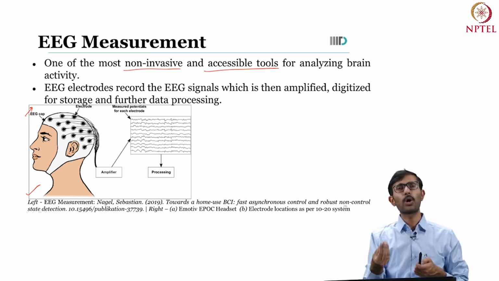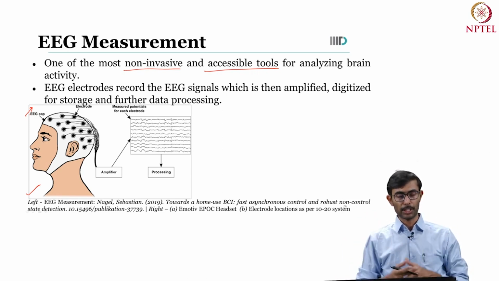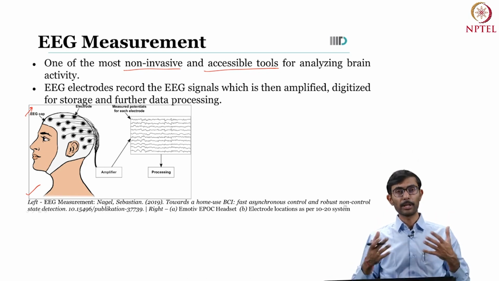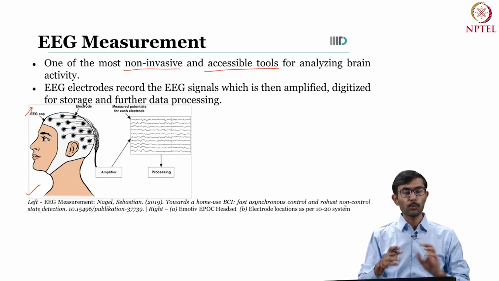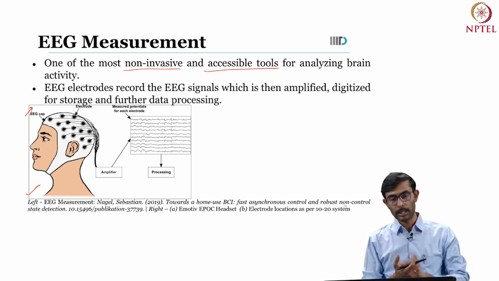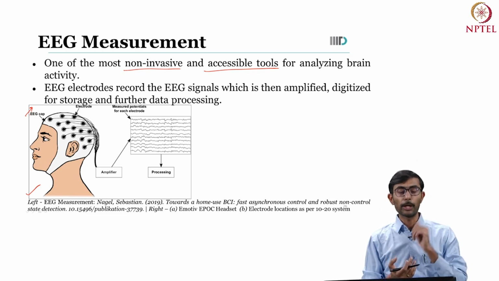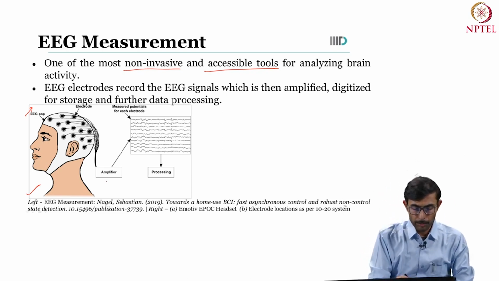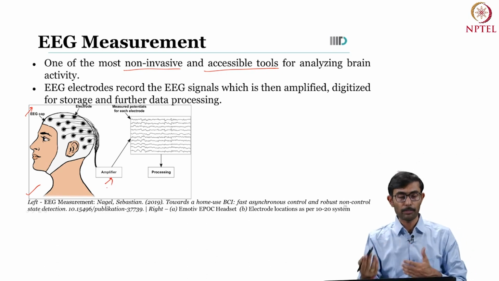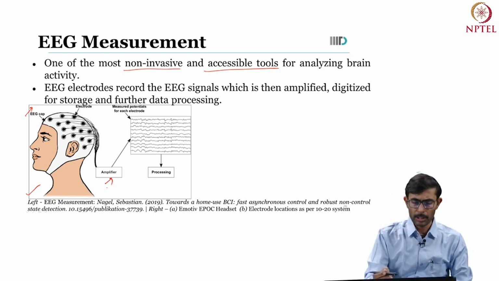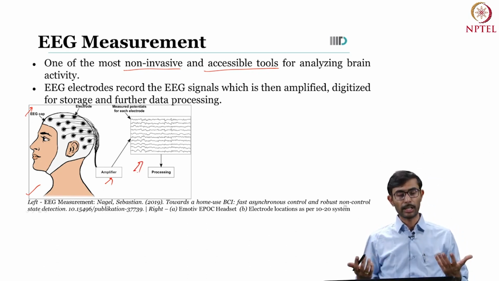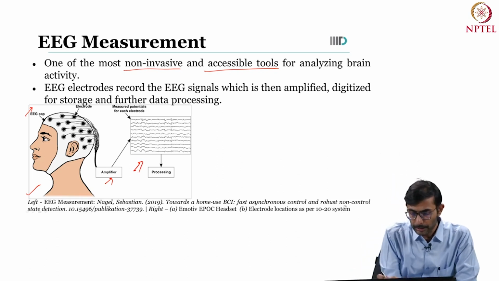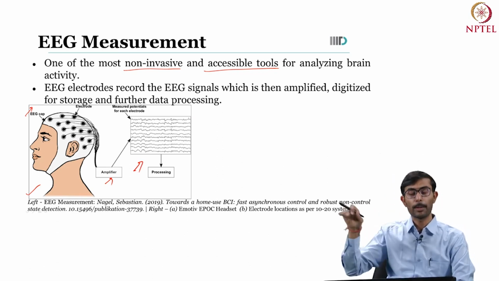Because the human brain is not a transformer, it does not generate a lot of current or voltage, thankfully. Whatever electrical activity the electrodes are capturing is usually passed through an amplifier, which amplifies it, and then it is sent for further storage and processing for each different electrode. For example, here you can see that there are n number of waves.